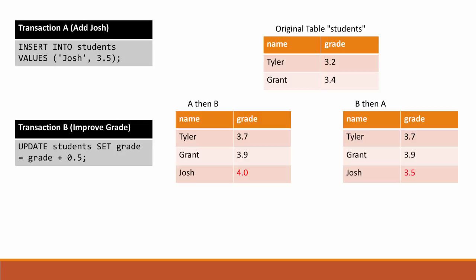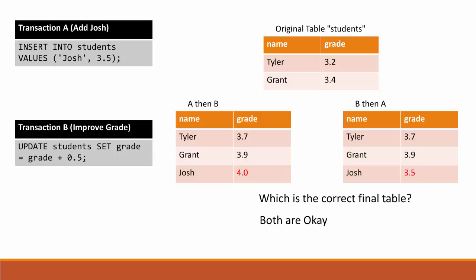Now, is this a problem? Which is the correct final table? Should A happen first or should B happen first? And in reality, both are acceptable according to the database rules for transactions. If A happens first or B happens first, that doesn't matter. If it was really important that Josh should be added before you update the grades, you should have put them in one transaction that said, hey, there's this one transaction where Josh gets added and then the grades go up. But the fact that these are two transactions means the ordering shouldn't matter.